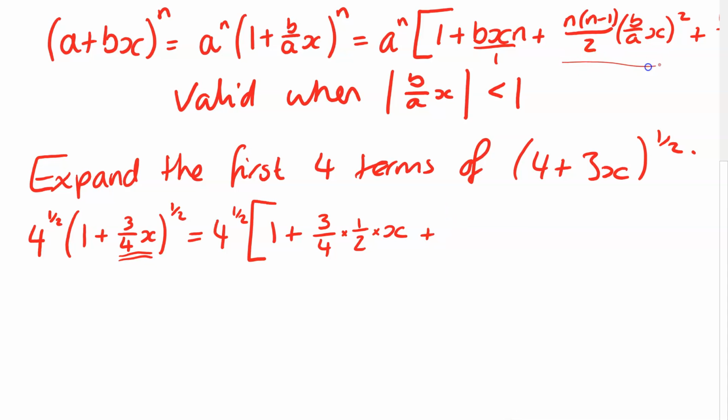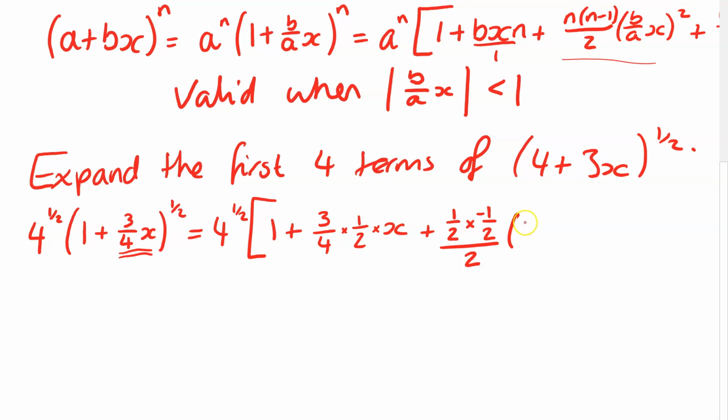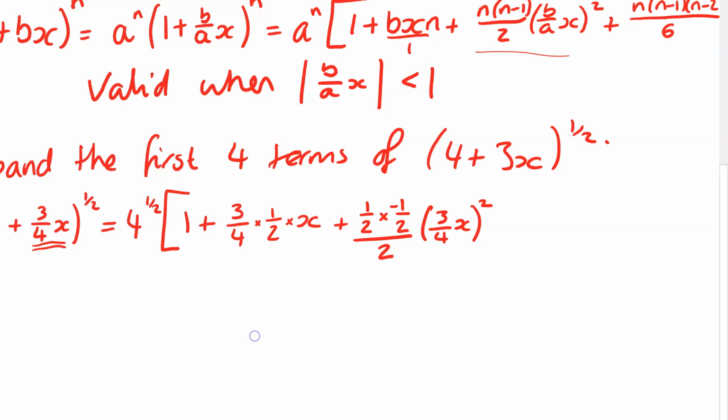Then the next term, the third term, is n times n minus 1 over 2 times b over a, x squared. How many terms have I got now? 1, 2, 3. I need one more term. So that's n minus 1, n minus 2 over 6, b over a, x cubed. Okay, that's as far as I'm asked to go.